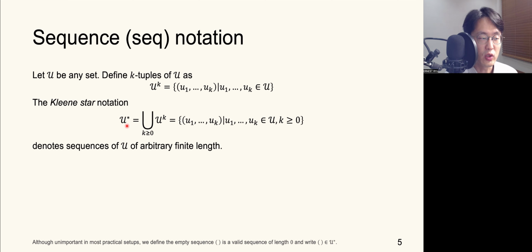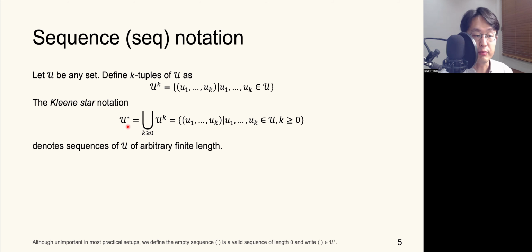So this is U star. And this is defined as, well, this union. And this union notation might seem unnecessarily mathematically sophisticated, but all it really denotes is the set of sequences of U's of arbitrary finite length. For the sake of specificity, if you were to let the set U be the set of alphabets, then the set U star would denote a sequence of letters.